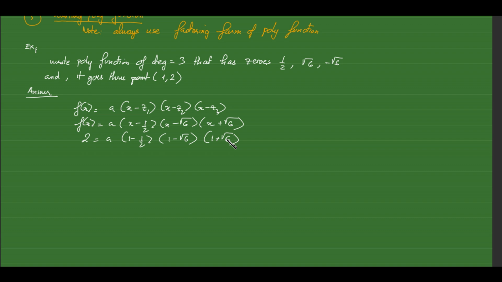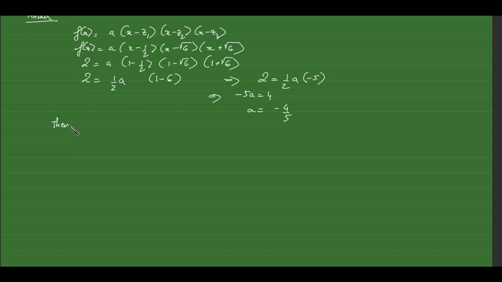Okay, and now we gotta find a value. So we have 1/2 a, and this one I can go ahead and distribute, which gives you 1 minus 6. All right, so this gives you 1/2 a times -5, so -5a over 2 equals 1 a equal -4 over 5. Here you go. So that is your a. So as long as you get the a, then your function will be -4 over 5, x minus a half, x minus square root of 6, x plus square root of 6. There you go. That will be your final answer.